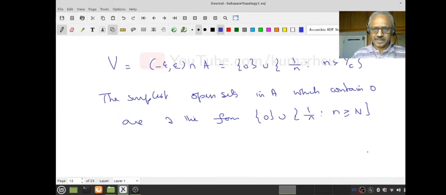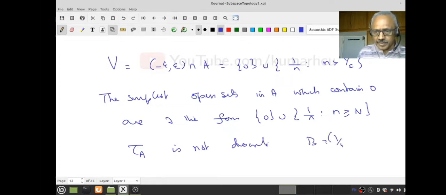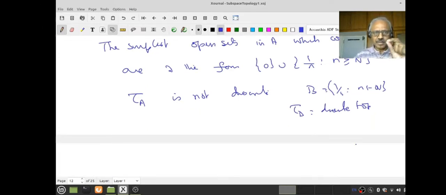Do you understand? Therefore the topology of A is not the discrete topology. But B equal to {1/n} as n varies, tau_B is the discrete topology. Learn this example well. In the third lecture I will come back to this. Okay, pause, review, proceed.